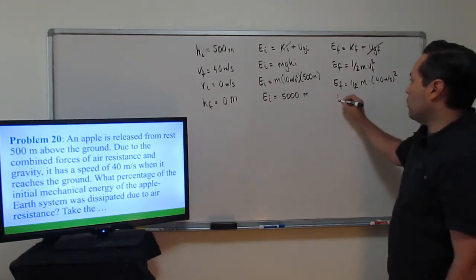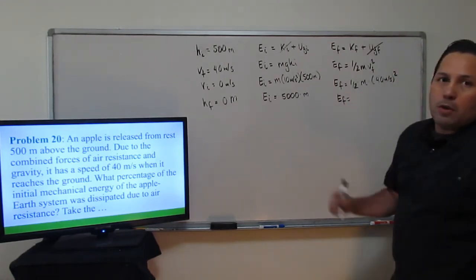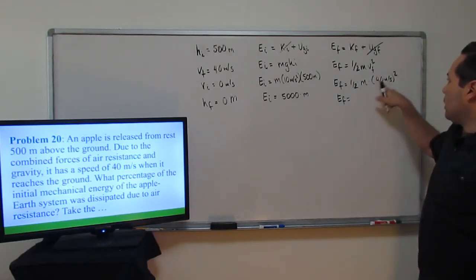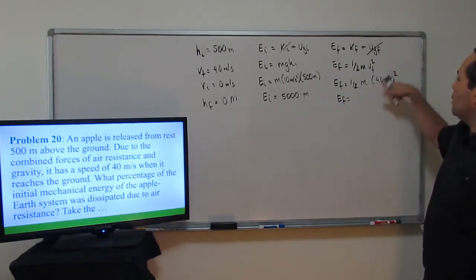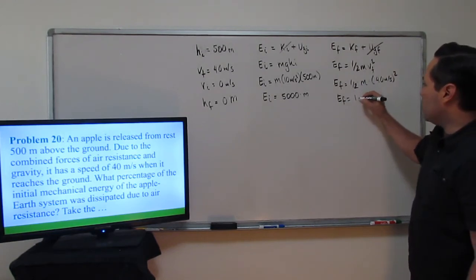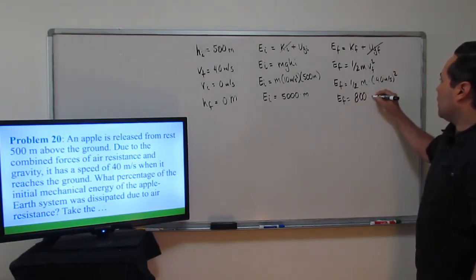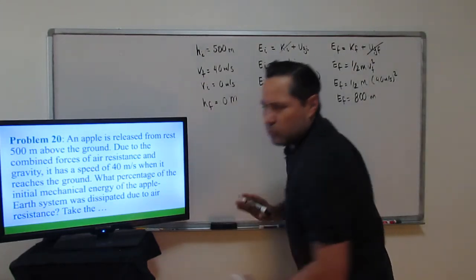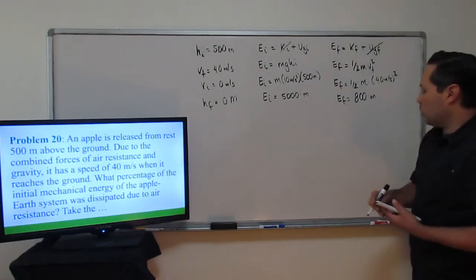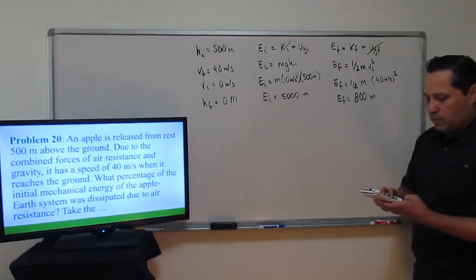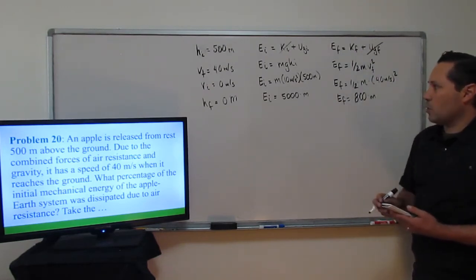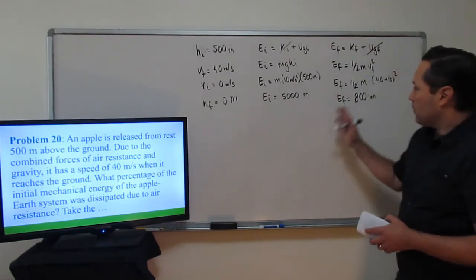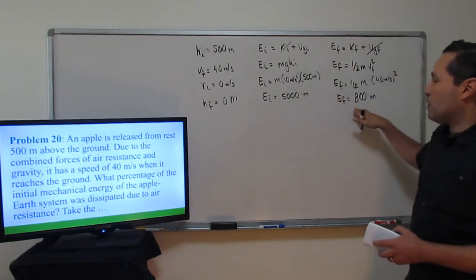So that's going to give us the following. The final mechanical energy is going to be, let's see, 1,600 times 1/2, so that's going to be 800 times m. I'm going to leave out the units just to declutter the problem a bit. Let me double check my math: 40 squared times 0.5 is 800, so that's correct. Alright, so this is what we started with, that's what we finished with.